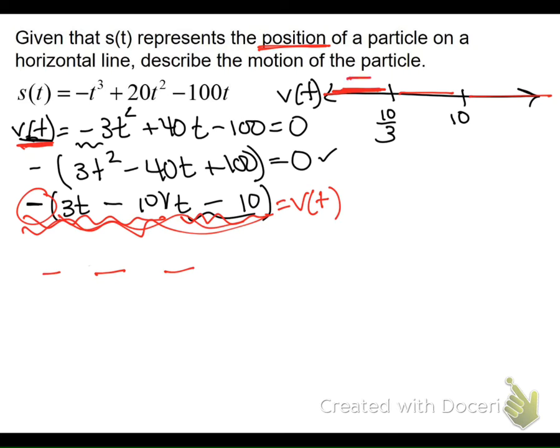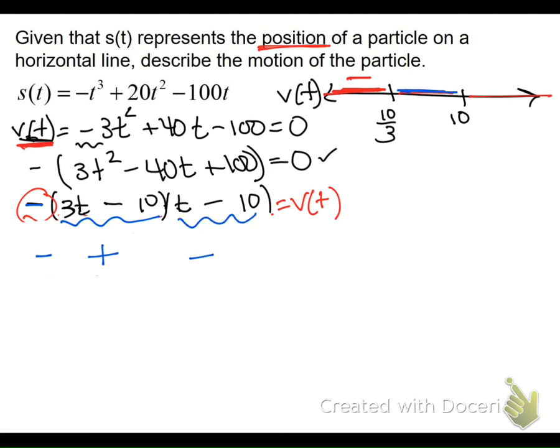Okay, between 10/3 and 10, this section, well, if 10/3 is 3 1/3, I could plug in 4 or 5 or whatever I want. So I'm going to plug in a 4. So if I plug in a 4 for each group, again, this negative will never go away. We have that guy. Plugging in a 4 here, I get 12 minus 10, that's a positive. Plugging in a 4 here, I get a negative. And 2 negatives multiply to a positive. So in the middle, it's positive.